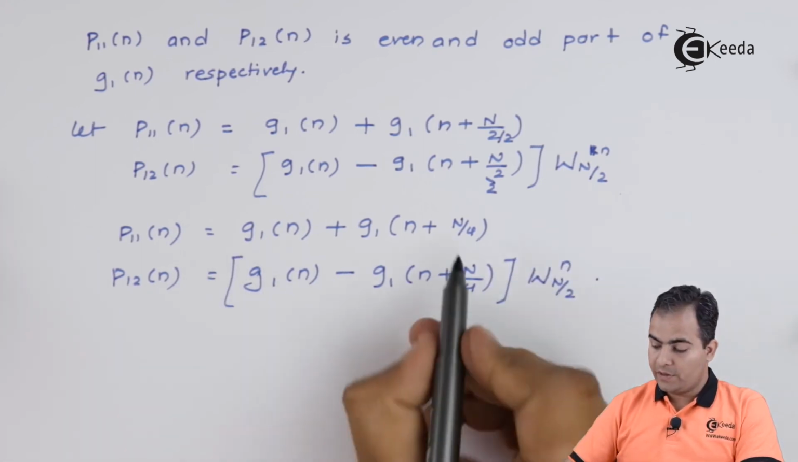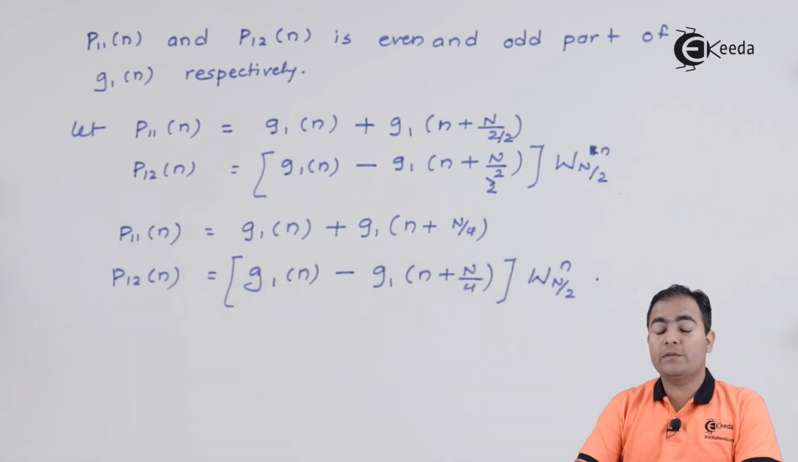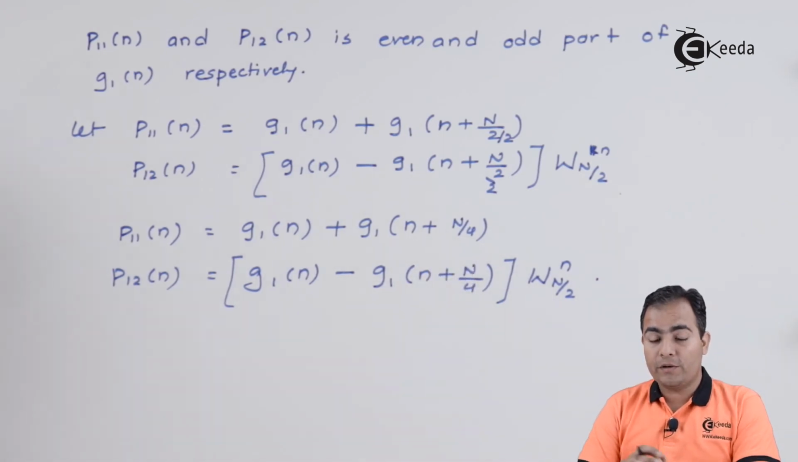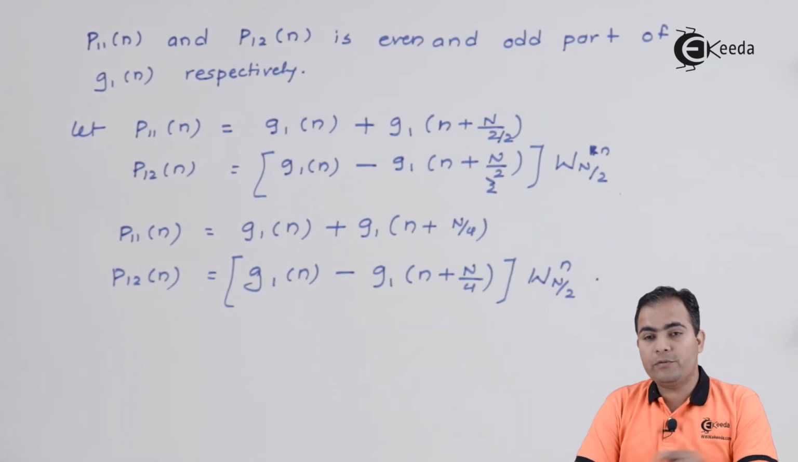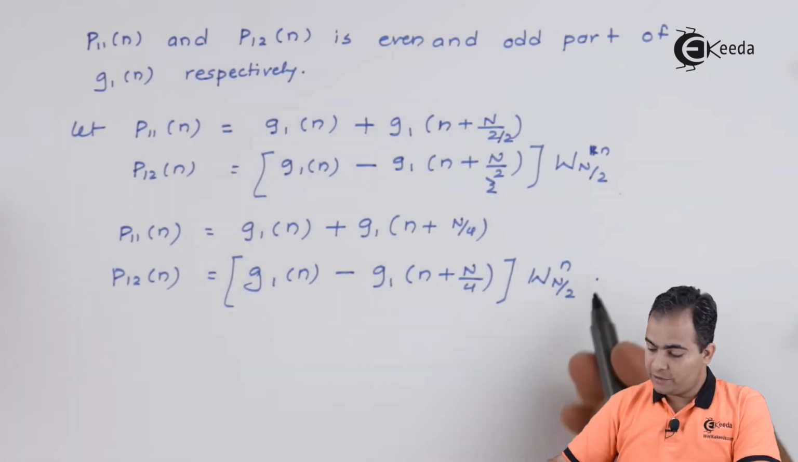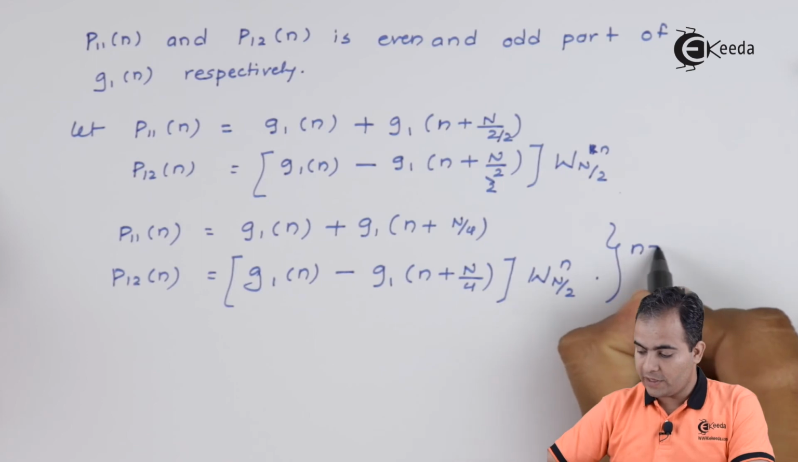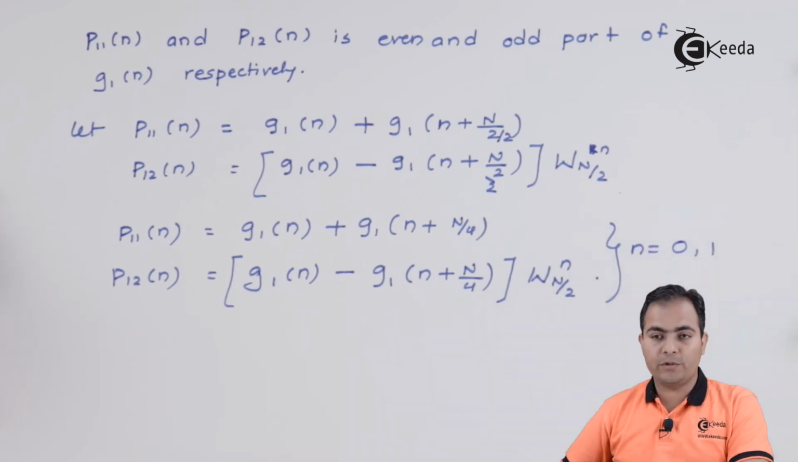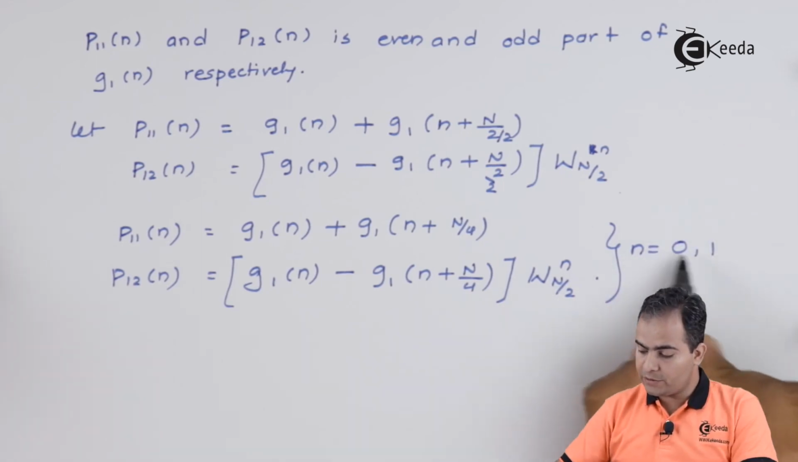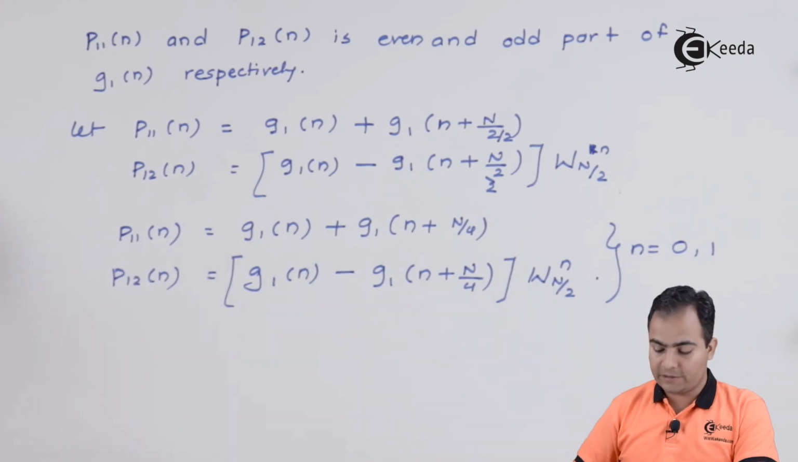So here we have divided our samples again into 2 parts, which means our 8 samples are now divided into 4 parts. So 8 by 4 means what? You will get only 2 samples, that is 0 and 1, which means in both cases my n value varies from 0 up to 1. So we will substitute the 0 and 1 values in these 2 equations.